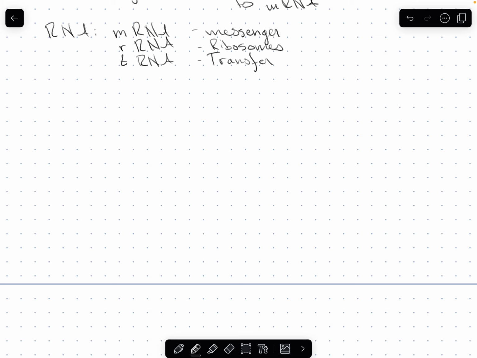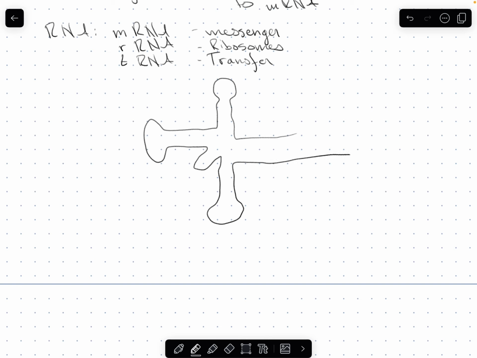And so the structure of your tRNA is often drawn like this. You have a line here, it comes up, makes a little bulb. You have another one over here, you have a little spur over here, it comes down like that. So this is your tRNA.